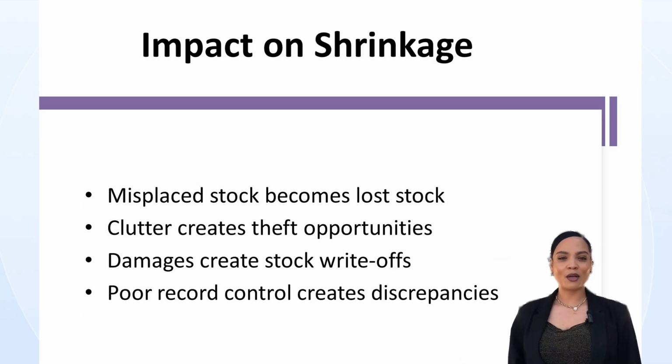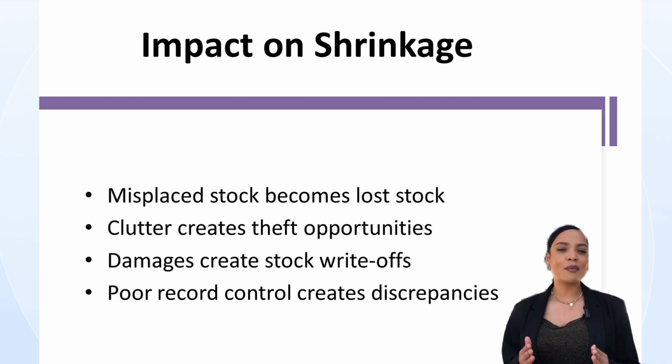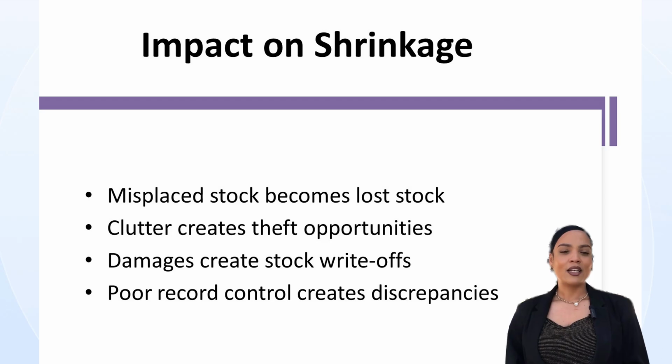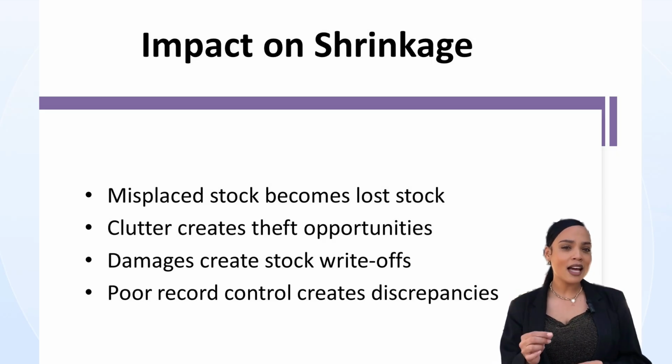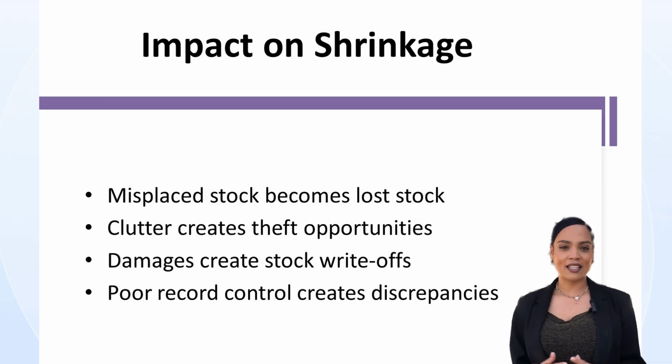Shrinkage is the gap between what the system says we have and what we physically have. Poor housekeeping increases shrinkage because it creates opportunities for stock to be misplaced, mixed, stolen, or written off as missing. 1. Misplaced stock becomes lost stock. When there are no clear zones and no discipline, stock gets left in random corners, behind pallets, or on wrong racks. Later, when we can't find it, we treat it as shrinkage.